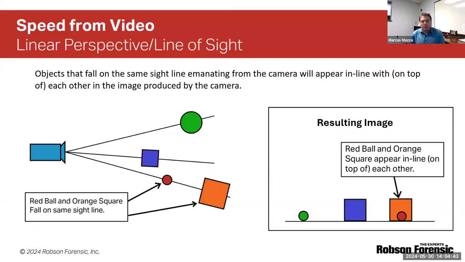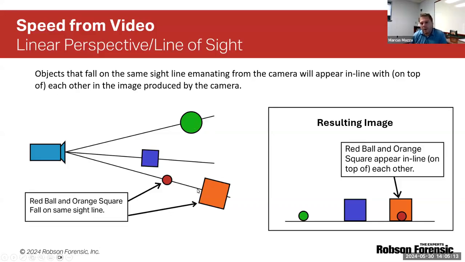So today we're going to explore two different methods, probably two of our more common methods that we use when analyzing speed from video. The first of which is what I refer to as the linear perspective or line of sight method. So again, we have a camera, and light travels in a straight line, and we see here a camera depicted on the left. And this is a top view.